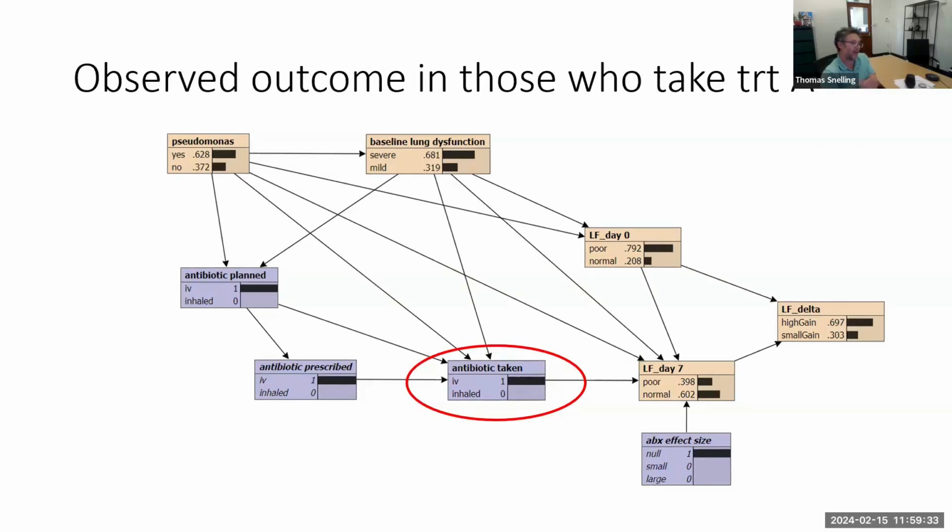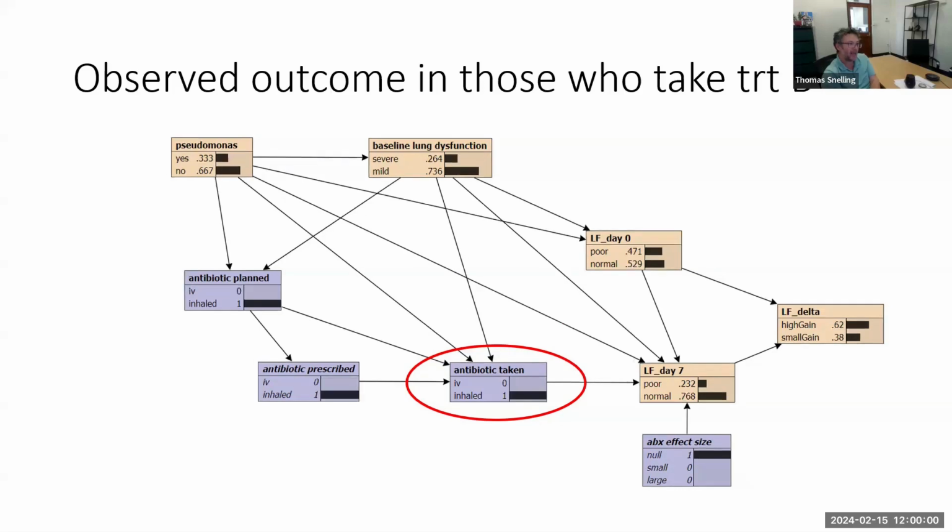We can use the Bayesian network with our domain experts to imagine a range of scenarios. So imagine what we would observe in a person who takes intravenous antibiotic therapy rather than inhaled therapy. What would be the expected gain in their lung function? In this case, we imagine that 70% or thereabouts of people who take intravenous therapy have a large gain in their lung function. Contrasting that with people who take inhaled antibiotics, of whom only 62% have a large gain in their lung function.